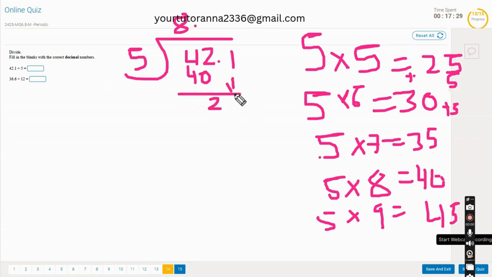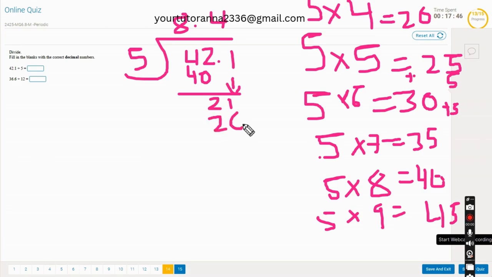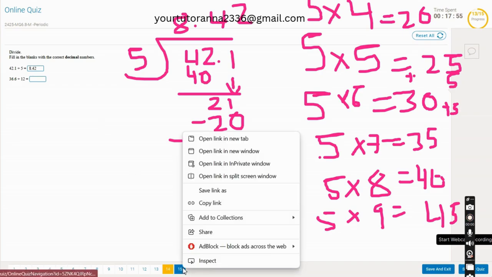Put the point up, put the 1 at the bottom. Again, what is the number that's smaller than 21 and closer to it? That is 5 times 4, which is 20. You put your 4 up and 20 at the bottom. Again, you're left with a 1. You can put another 0, you get 10. 8.42 is the answer here. The next one, you can try by yourself and understand if you know the concept.